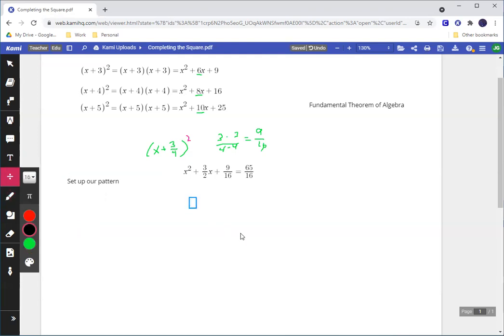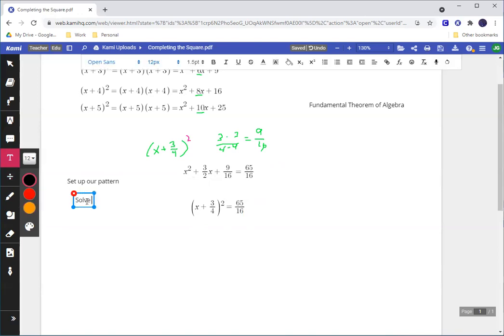So let's do that now. X plus 3/4 squared equals 65/16. Okay, now that it's set up in this form, we want to solve by canceling out by isolating the x.